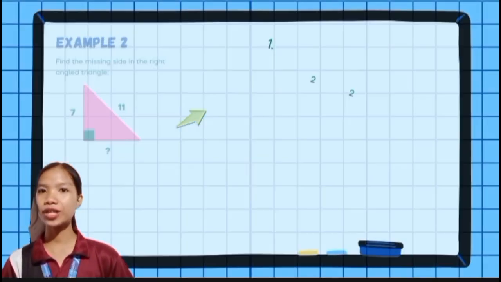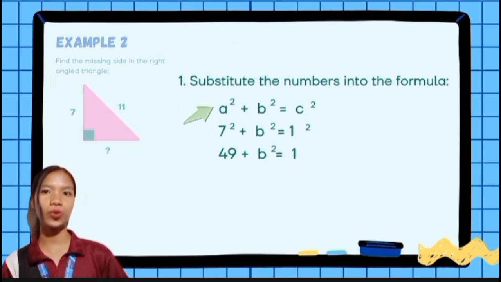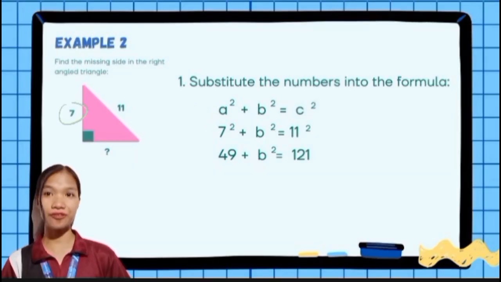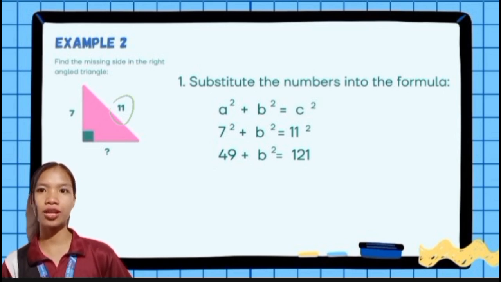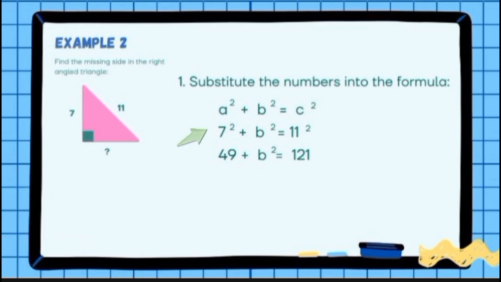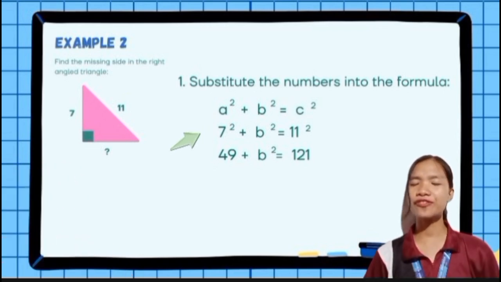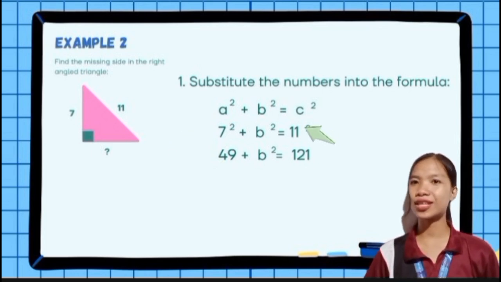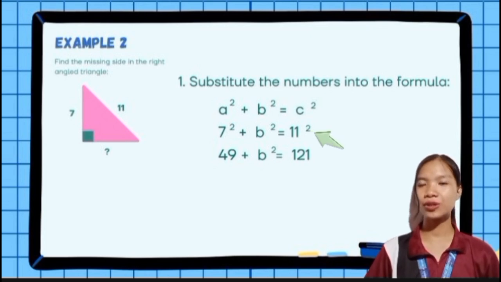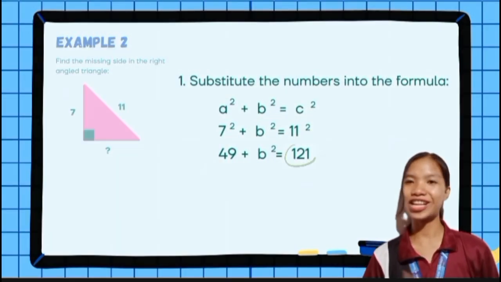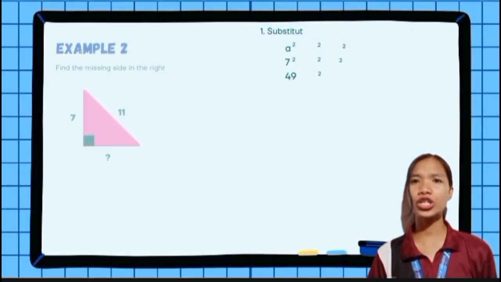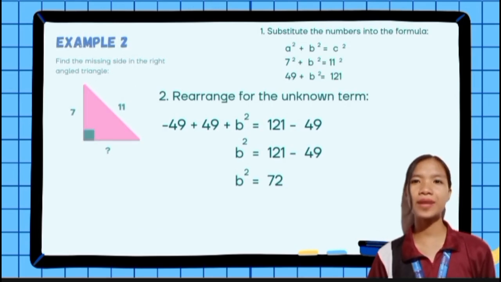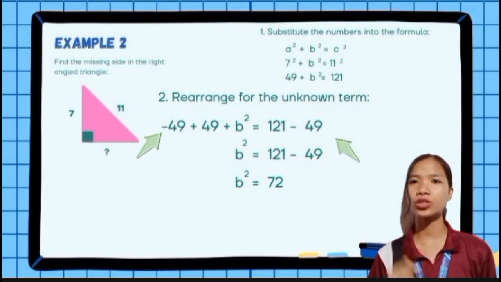A squared plus b squared equals c squared. We know a is 7 and c is 11. So let's substitute the numbers into the formula. 7 squared, or 7 times 7, is 49. That's right. And 11 squared, or 11 times 11, is 121. That's right. So our equation becomes 49 plus b squared equals 121.